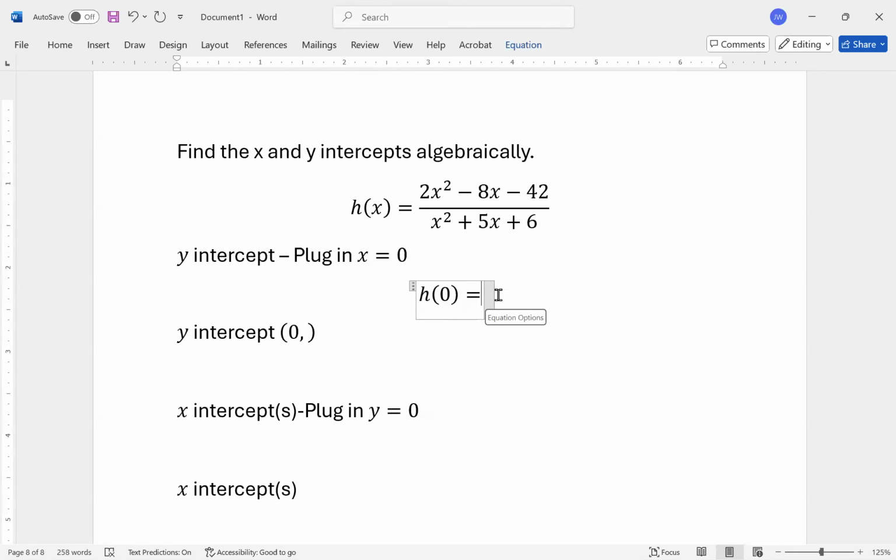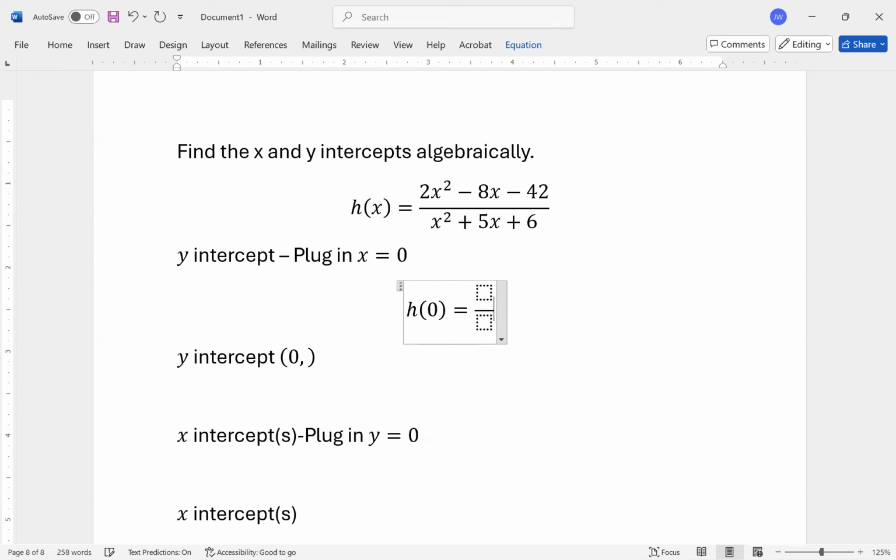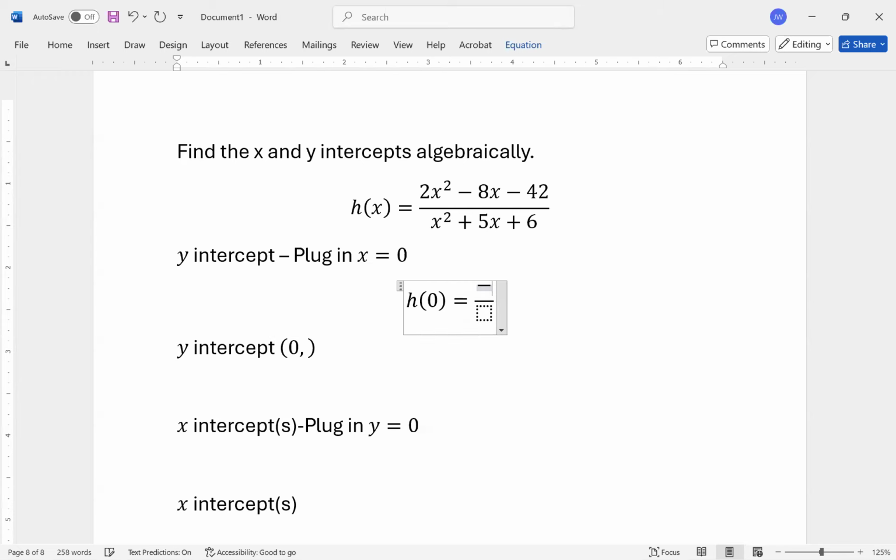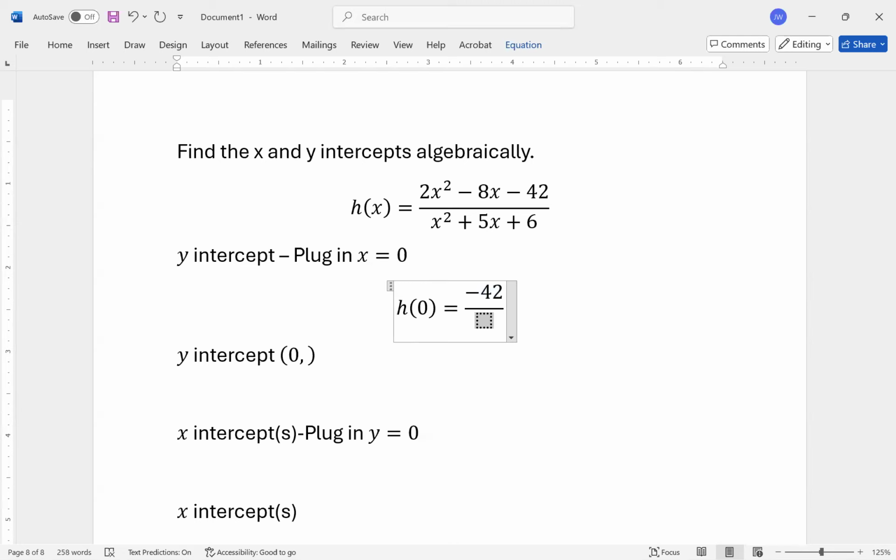Here we go. So to find the y-intercept, we'll plug in a 0 for the x value. It goes pretty quickly because the numerator, when I plug in 0, becomes a -42, and the denominator, when I plug in 0, becomes a +6. So that is -7. Therefore, the y-intercept is (0, -7). We can only have at most one y-intercept on any function. On this function, it's (0, -7).